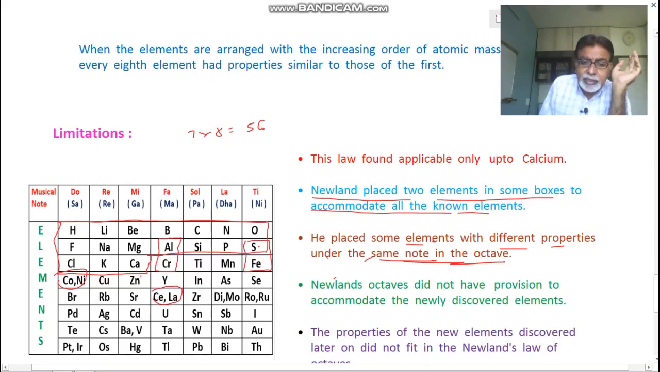Look at here, just now I told that sulfur and iron do not have similar properties, yet they are placed in this same note. Here also, look at here in this note, phosphorus and manganese are there. Phosphorus is a non-metal and manganese is a metal. So this problem has arisen.